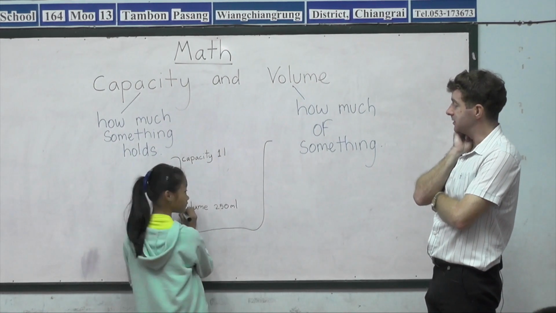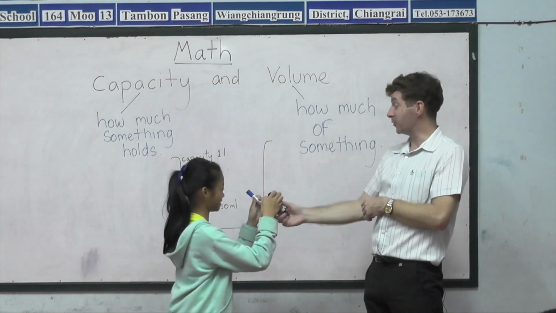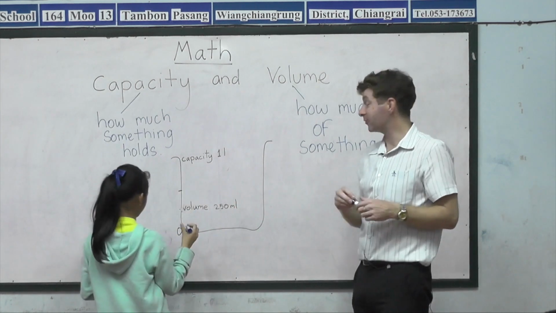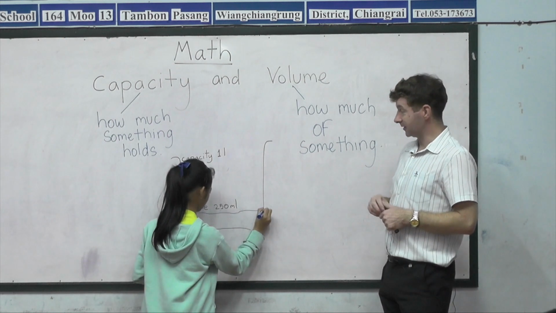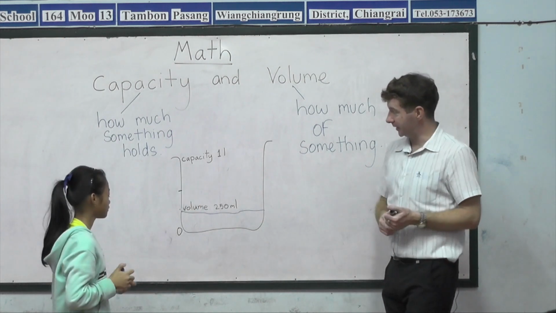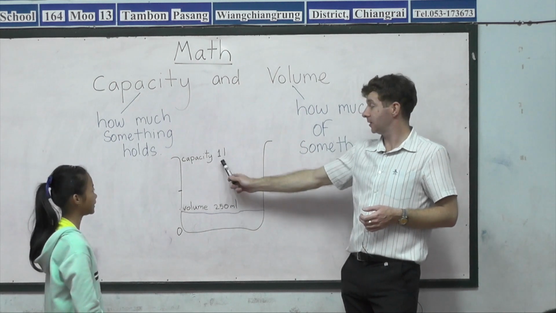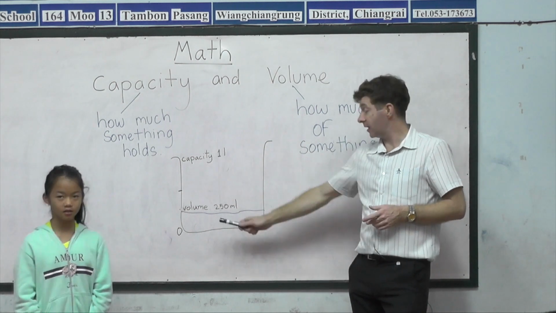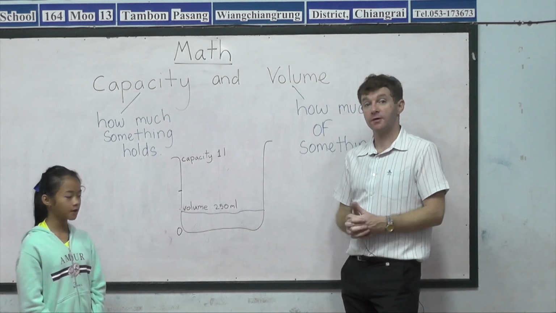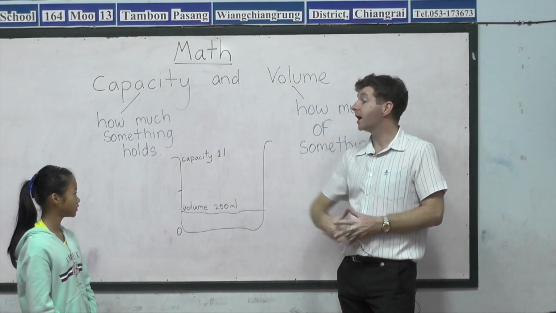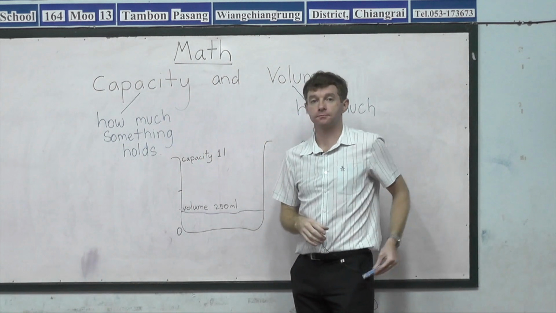250 milliliters. Would you like blue for water? And then you can write your watermark across the container. Excellent. So you understand completely. What's our capacity, guys? Capacity 1 liter. And volume? 250 milliliters. High five, Dan. That was great. Well done. Round of applause for Dan.